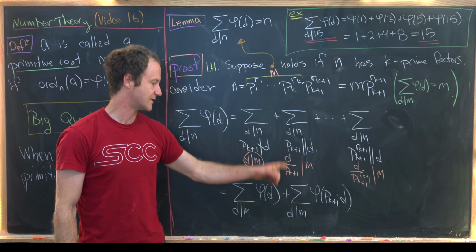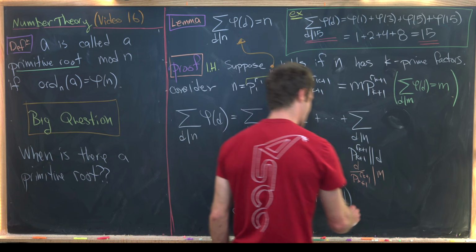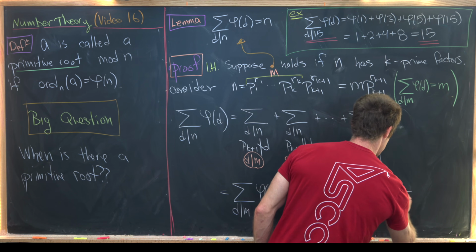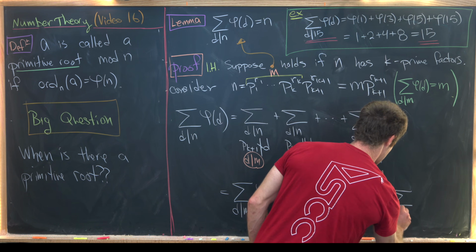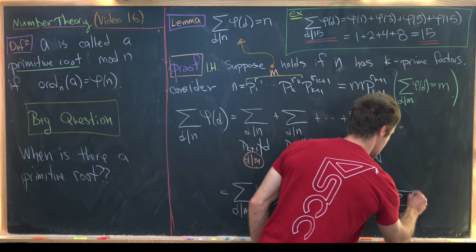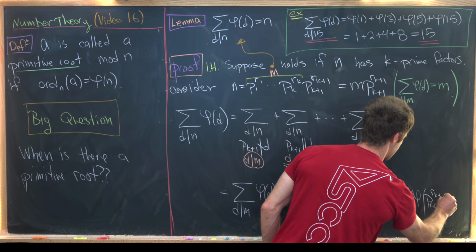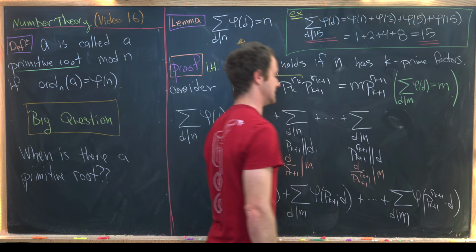Notice that we have a divisor of m times p sub k plus 1. And then we're going to take that all the way up to our highest power of p sub k plus 1. So it's going to be the sum over all of the divisors of m of phi evaluated at p sub k plus 1 to the r sub k plus 1 times d.